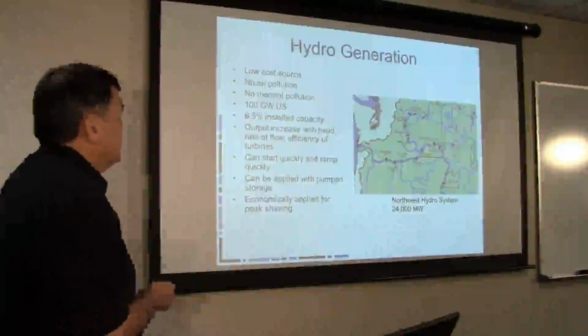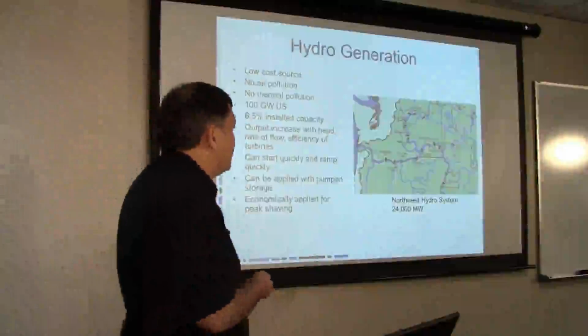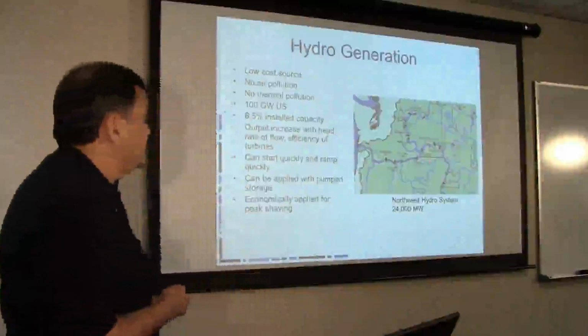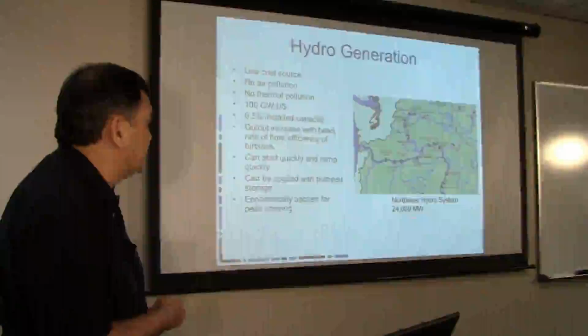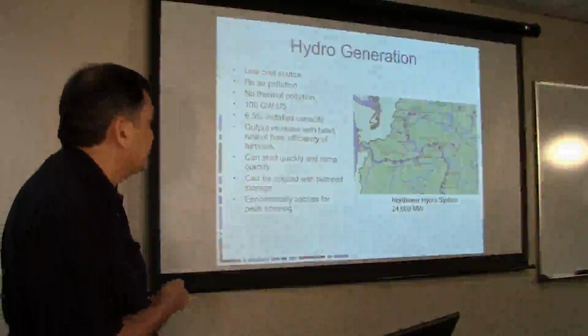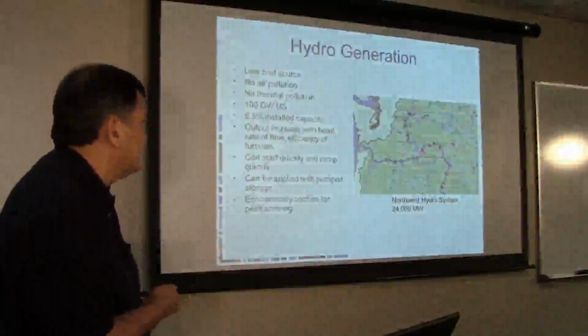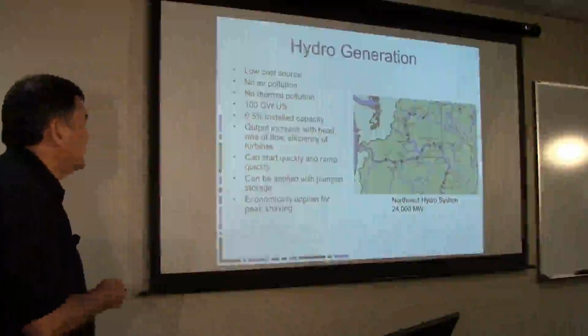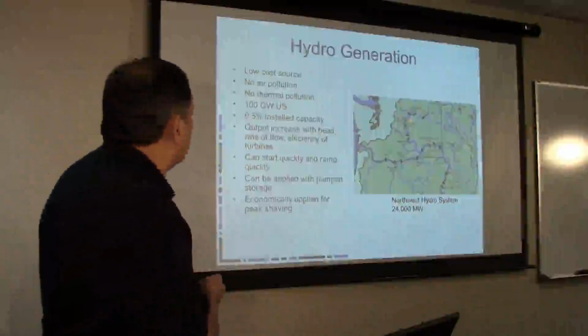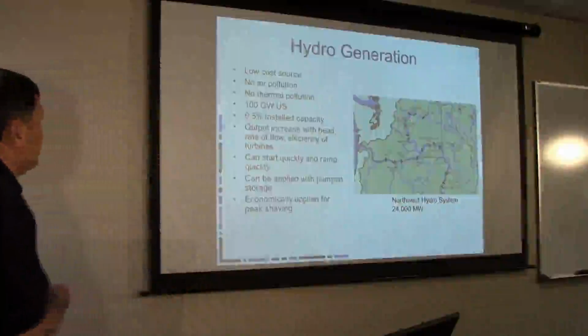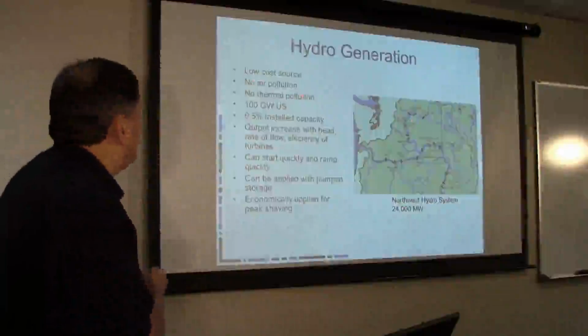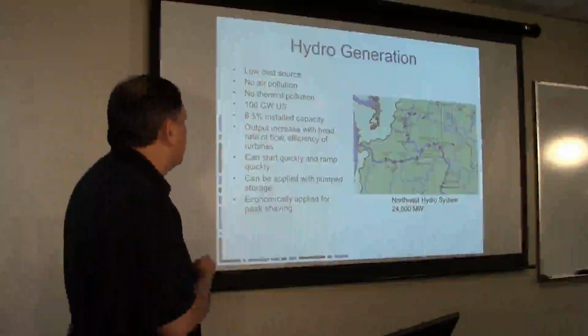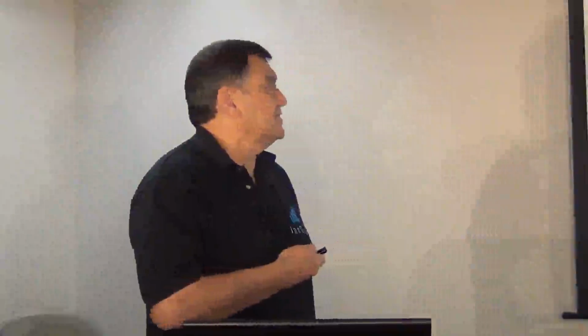As an example, in the Northwest, we've been extremely blessed with a very comprehensive hydro system, a total of 24,000 megawatts coming off the Columbia River, coming down from Canada, and the Snake River coming in from the Rocky Mountains, with a very large amount of that coming from the Grand Coulee Dam. So the benefits are it's low cost, no air pollution, no thermal pollution, no carbon dioxide, about 100 gigawatts total in the U.S., 6.5% of installed capacity.